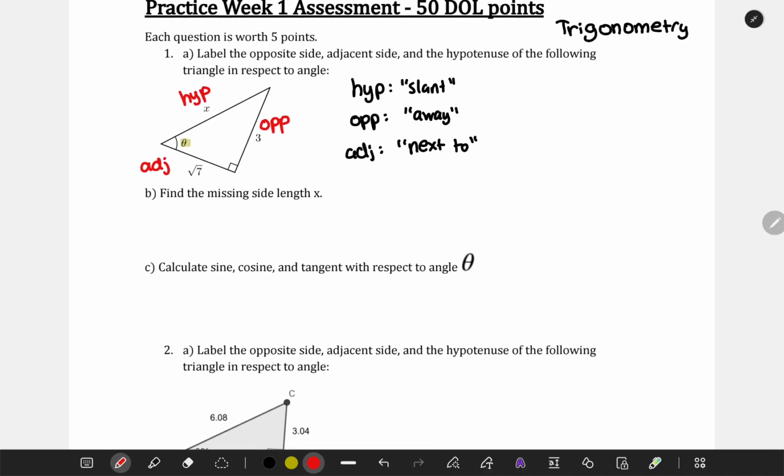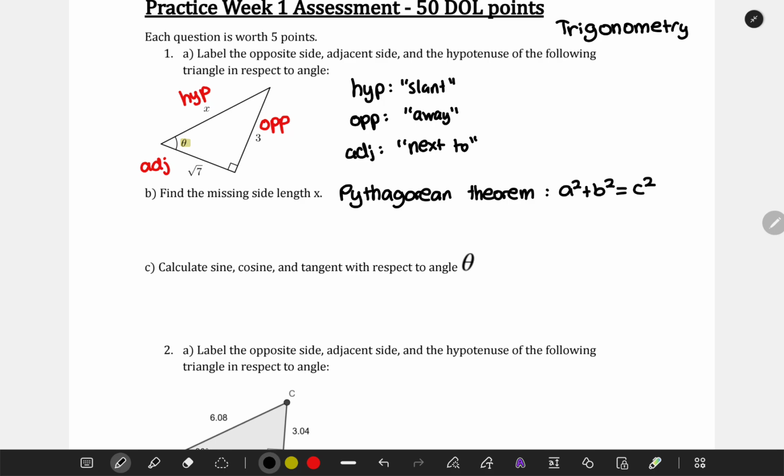And in this one for 1b, it's going to mention that I had to find the missing side length x. Well, in this one, we're not going to really use trigonometry, but our actual information about a right triangle. There is something that we learned in a right triangle that we call the Pythagorean theorem. So what in the world is this Pythagorean theorem? Well, for this Pythagorean theorem, we have the following. A squared plus b squared equals c squared. C squared is always the hypotenuse.